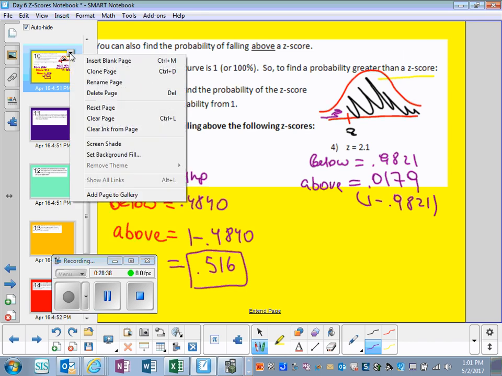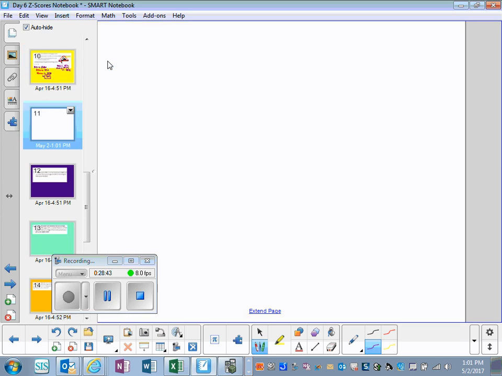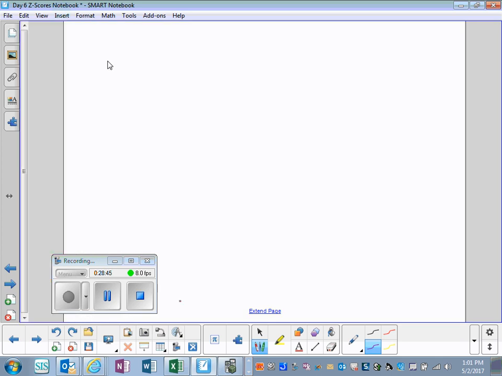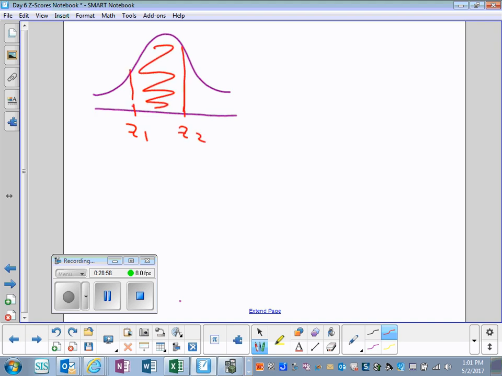So who can tell me how to find the probability of falling between two points? Do you find the probability of both first? Yeah. So if I want to find the probability of falling between the z-score Z1 and the z-score Z2, right? I want to find the probability of falling right here. How would I find it? Take the big one, subtract the small one, right? So let's do the next problem, number 5.